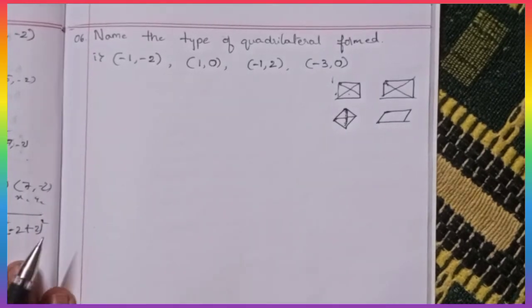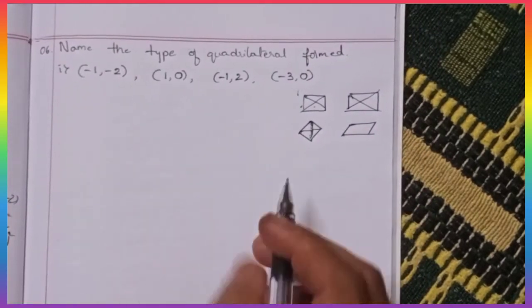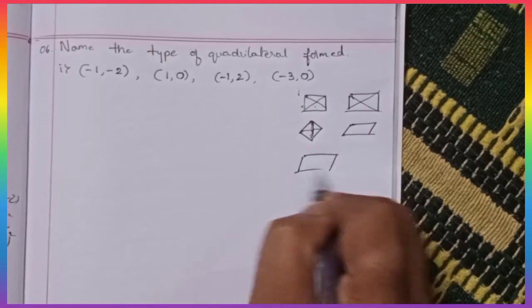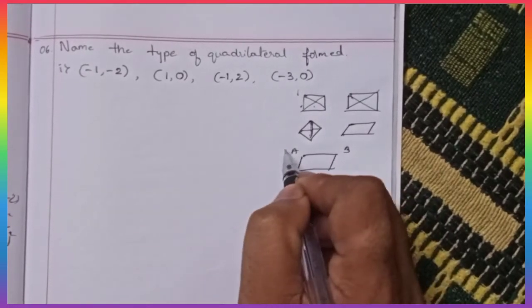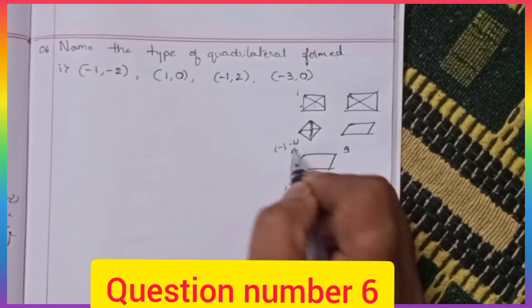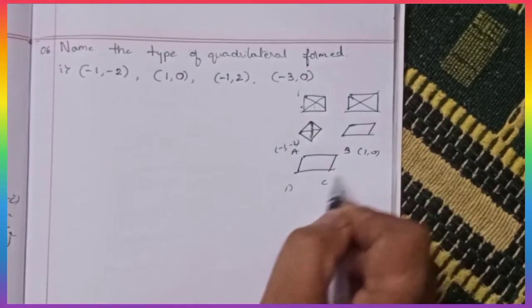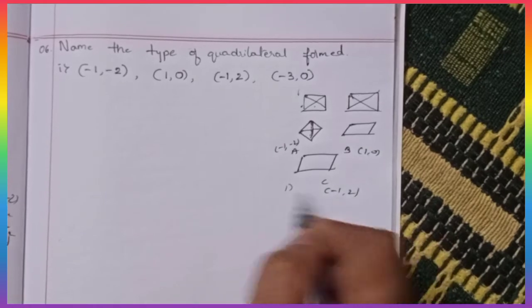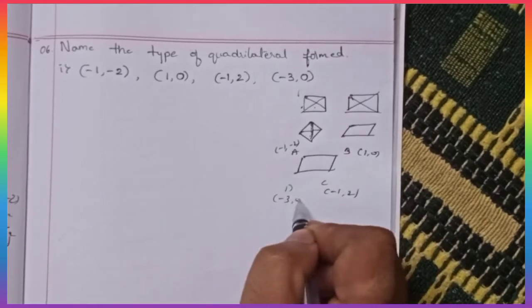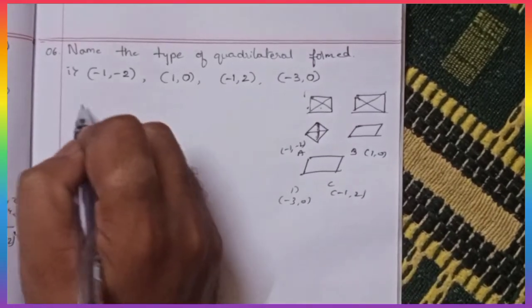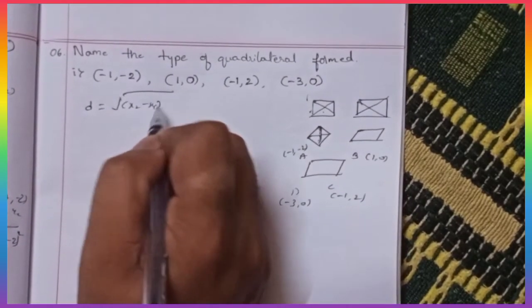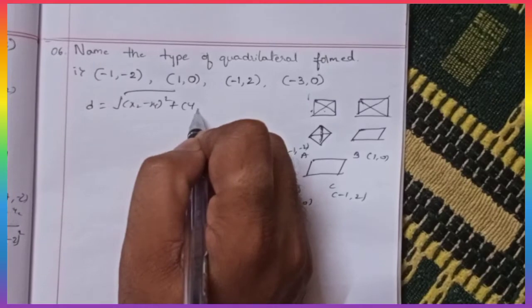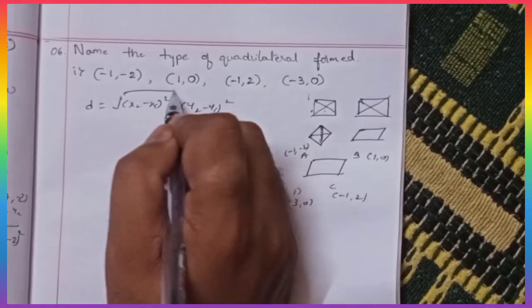Now, let us consider the given four coordinate points here. We will draw a small figure and consider A, B, C, D. A has the coordinate point (-1, -2), B has (1, 0), C has (-2, -1)... (2), and D has (-3, 0). We know the distance formula for that. What is the distance formula? D is equal to the square root of (x2 minus x1) whole square plus (y2 minus y1) whole square.